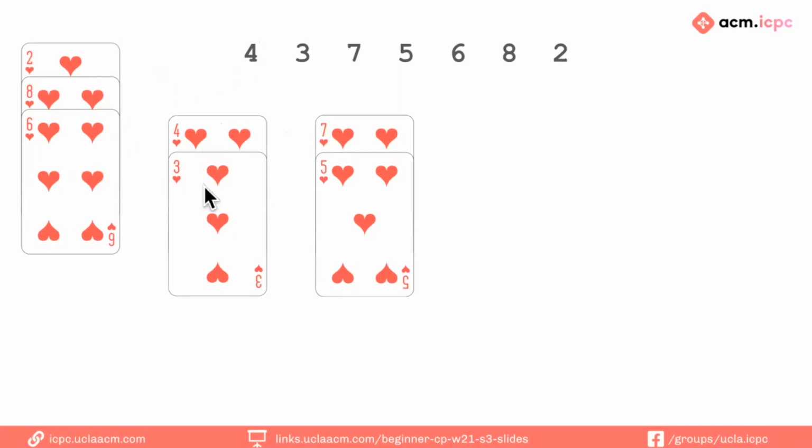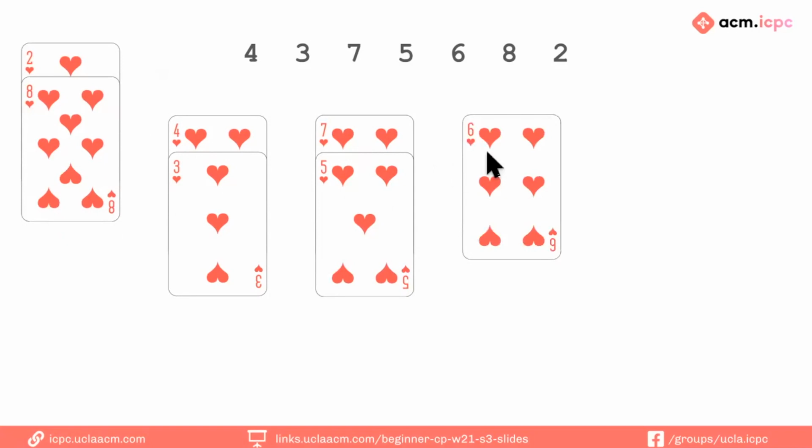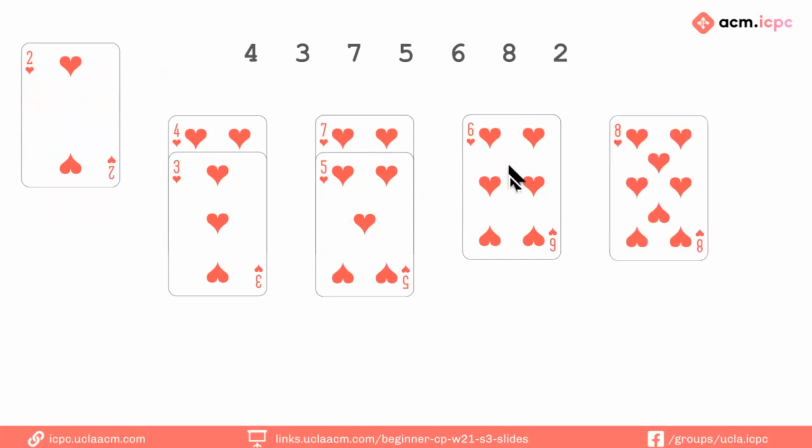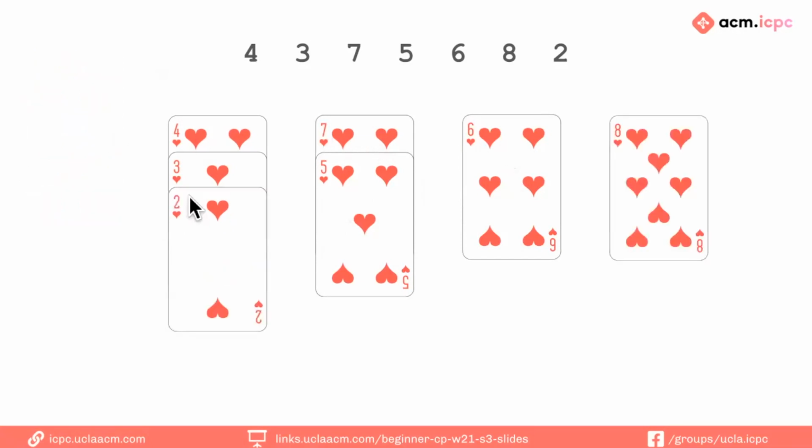With 6, it's larger than 3 and larger than 5, so you create another pile here. Even though it's larger than 7, because the top of that pile is a 5, you move to the pile on the right. Then 8 is larger than 3, 5, and 6, so you put it at the end. And finally 2 goes on the first pile, because it's smaller than 3. So this is the idea of this algorithm.